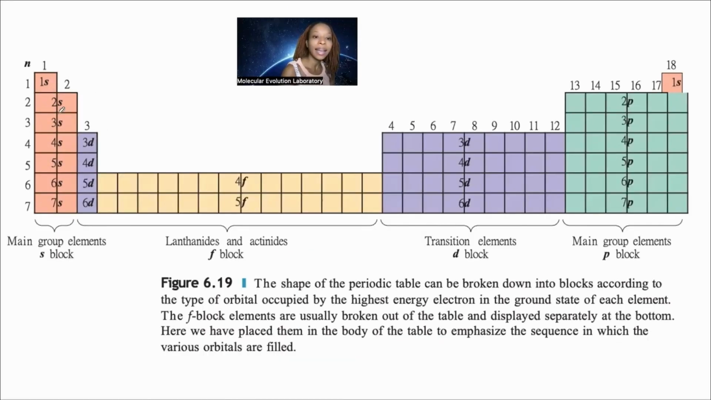Alkali metals and alkaline earth metals would be considered the s block, and these numbers indicate the highest energy levels. So the alkali metals and the alkaline earth metals are the s block, or the main group element s block. And here we have the lanthanides and the actinides inserted as the f block. So the transition metals would constitute the d block. The main group elements would be the p block. The f block elements are usually broken out of the table and displayed separately at the bottom. So this basically breaks down the periodic table into shapes.